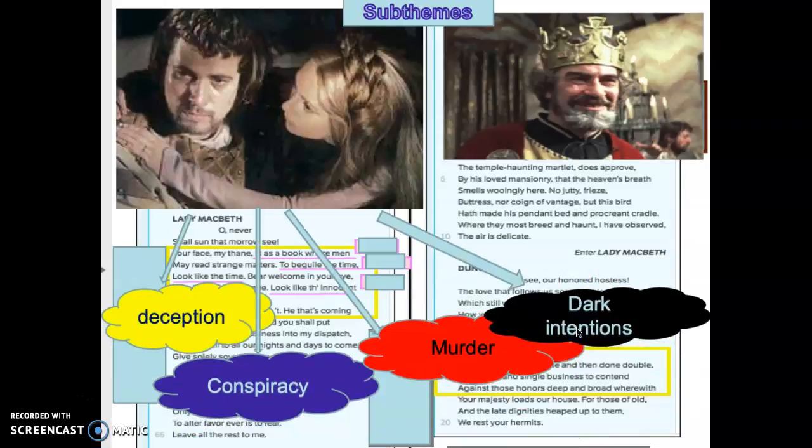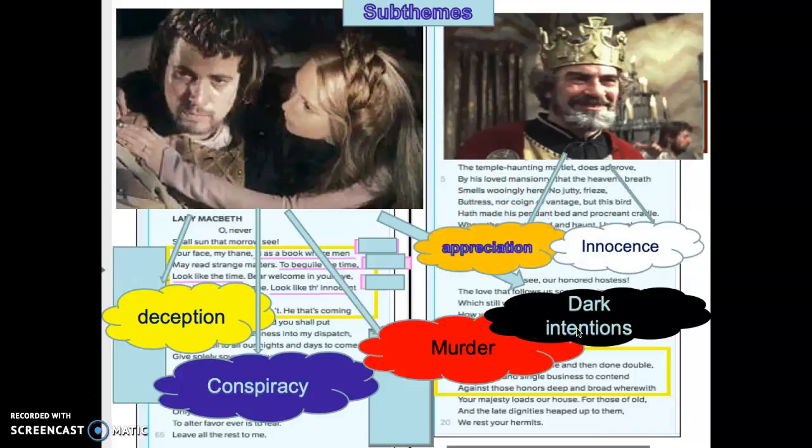So, we agree that we have deception, conspiracy, murder, dark intentions, and, in contrast, appreciation and innocence. We have a king that is oblivious, but we have two people who are very deceitful and who are ready to betray the king in the ugliest manner ever.